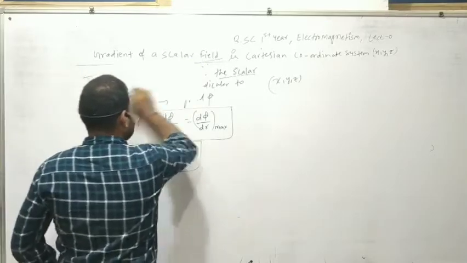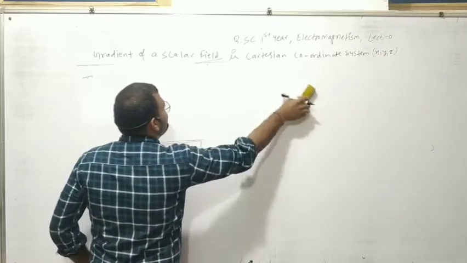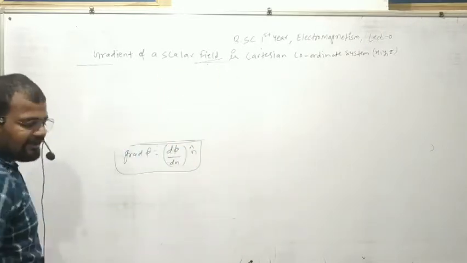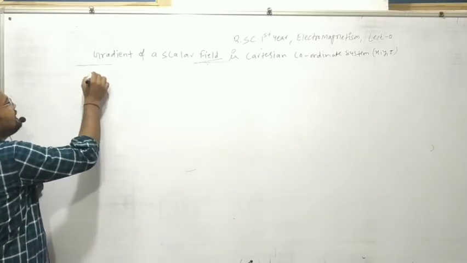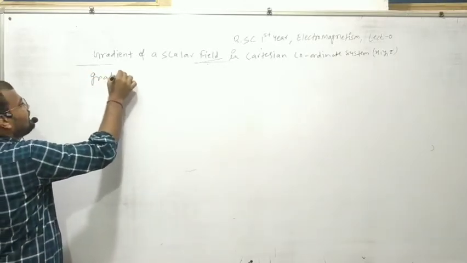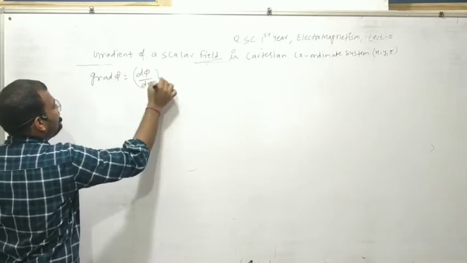Okay, so let's see what is the Cartesian coordinate form of the gradient phi. So this was your gradient phi equal to d phi over dn into n cap.